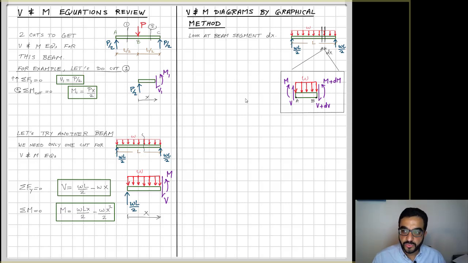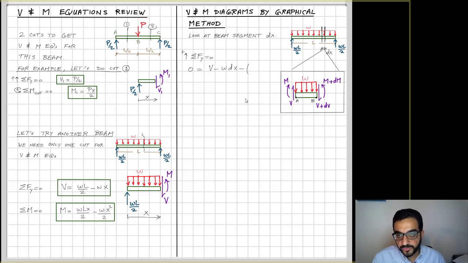If I do a cut at A, I will reveal here V and M internal forces, but at a little distance dx, the internal forces in the other cut at the end of that segment, at point B, will be M and V, but with a little change, what we call here dM, the change in moment, and dV, the change in the shear. So let's figure out what really happens over that little distance dx in terms of the change in M and the change in V.